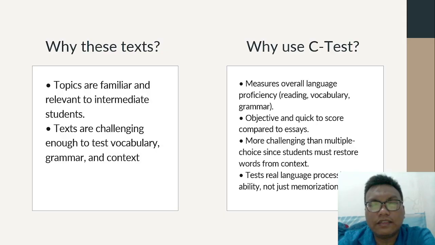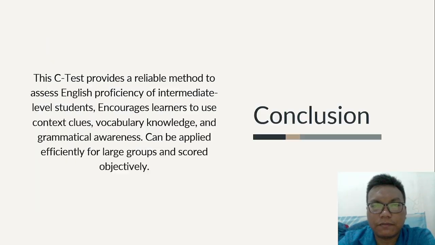So why do we use these texts? Topics are familiar and relevant to intermediate students. Texts are challenging enough to test vocabulary, grammar, and context. So why use the C-test? We use the C-test because we want to measure overall language proficiency, reading, vocabulary, and grammar. And then we want it to be objective and quick to score compared to essays. The C-test is more challenging than multiple choice since students must supply the words from the context. It tests real language processing ability, not just memorization.